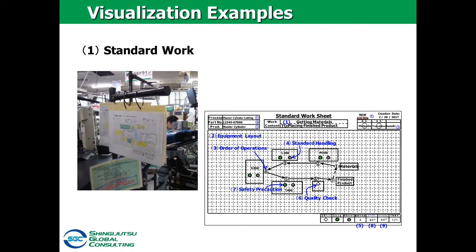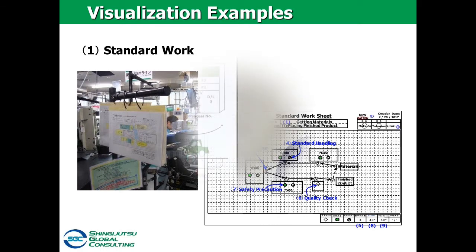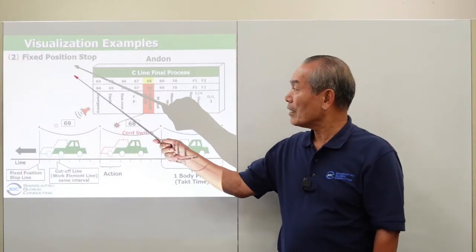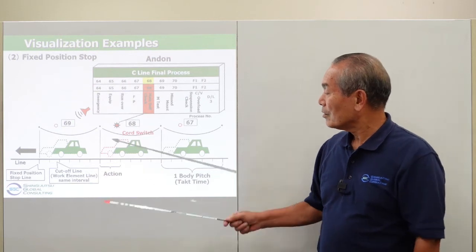If they are not following the standard, it's important to improve the situation so the workers are following the standard. This shows a fixed position stop.